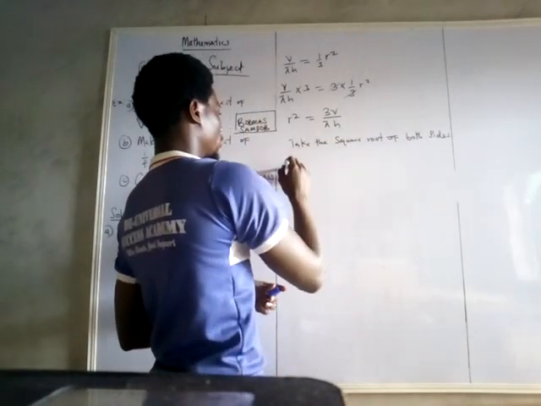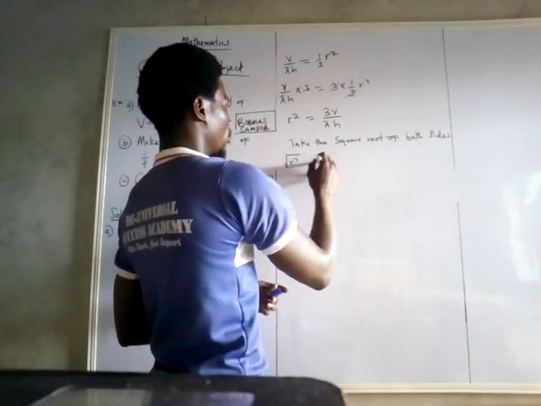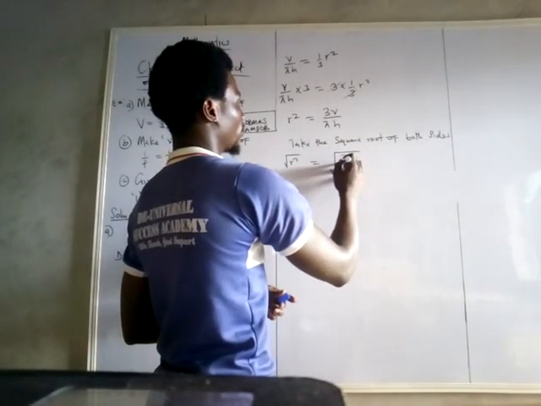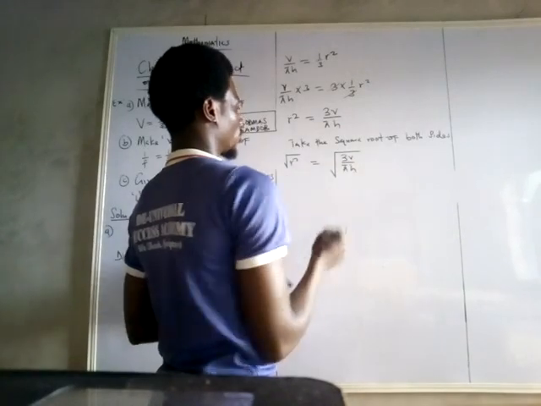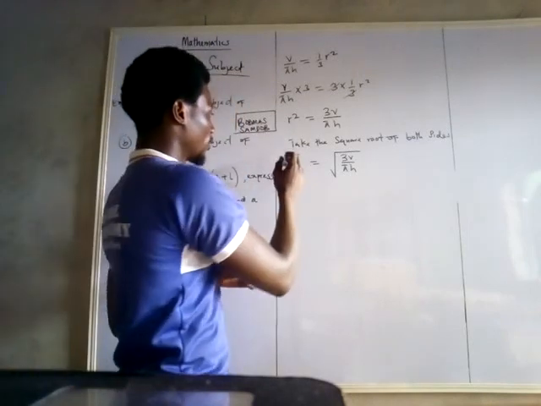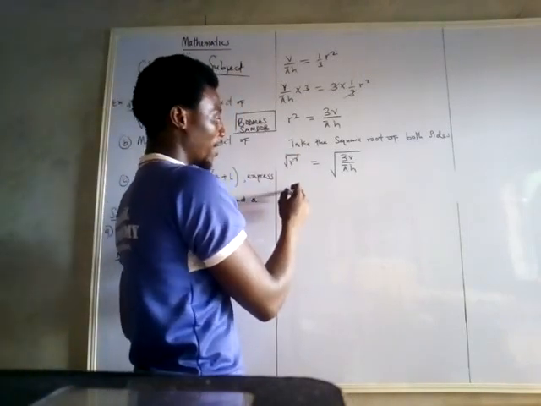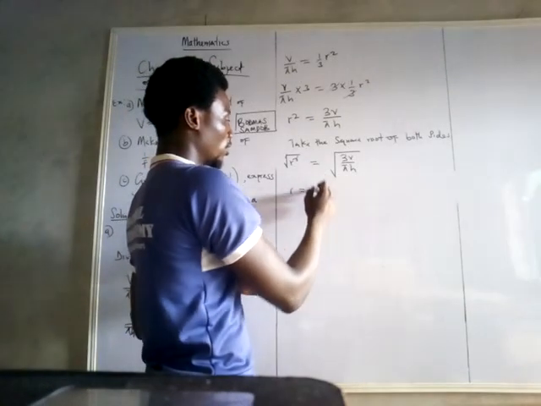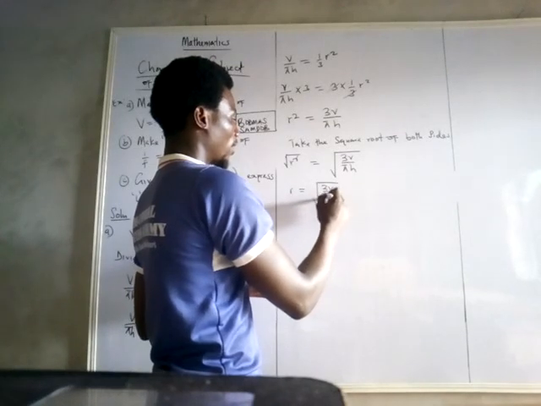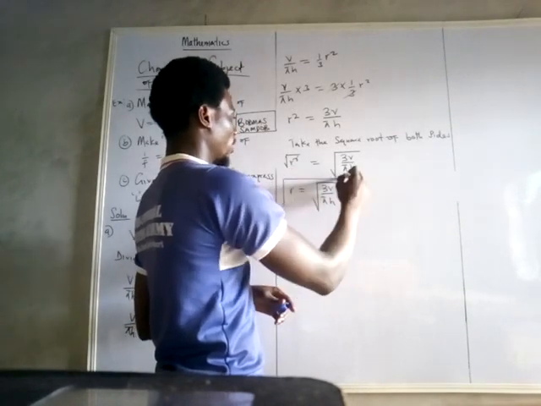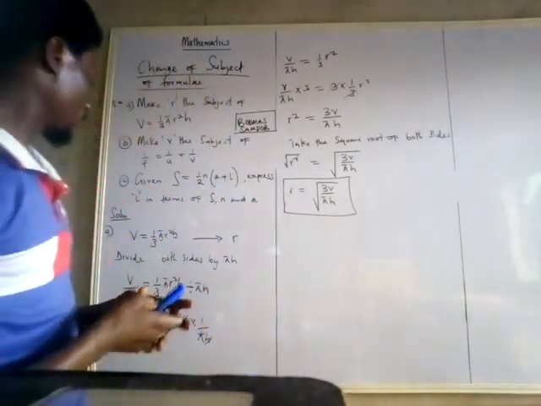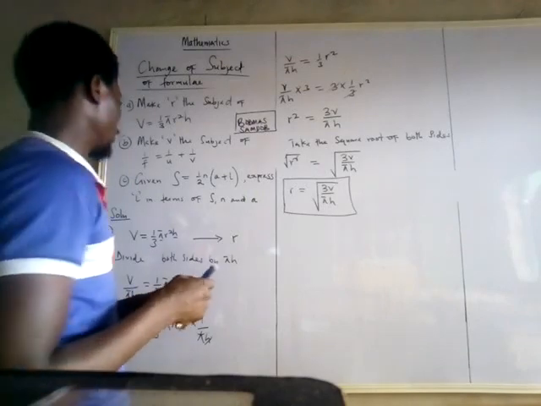That is, the square root of R squared equal to the square root of everything here, that is the square root of 3V all divided by pi h. And when you're taking the square root of a square, it is going to eliminate the square. That is, this square root is gone for the square. I have R to be equal to the square root of 3V all over pi h. And thus, we have made R the subject of the formula.